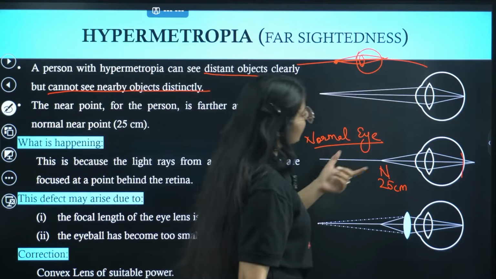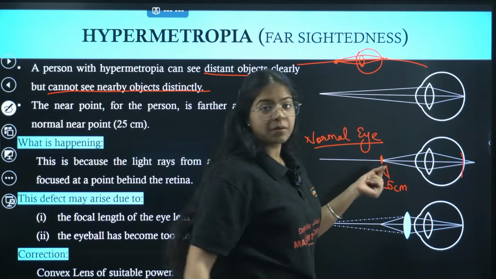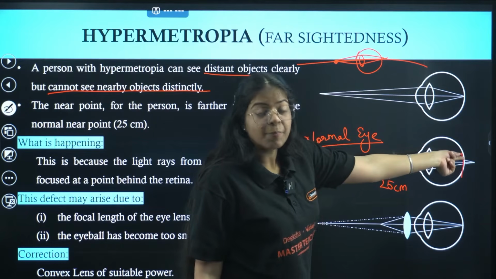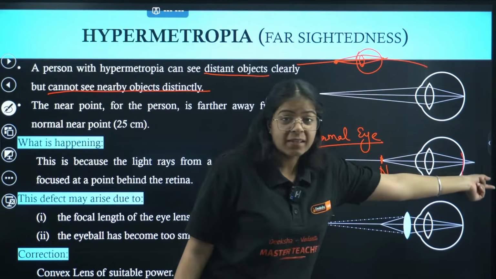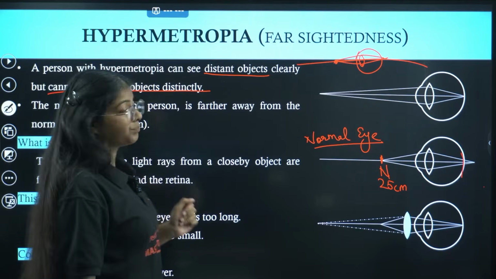Now, this is what is happening here. If I place my object at my near point, the rays are not getting focused on the retina, but they are getting focused behind the retina. Understood? This much clear? Okay.